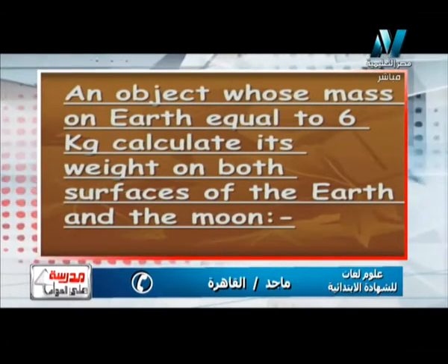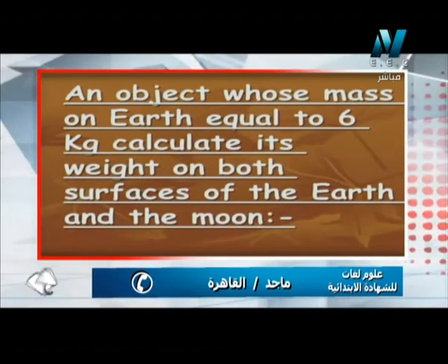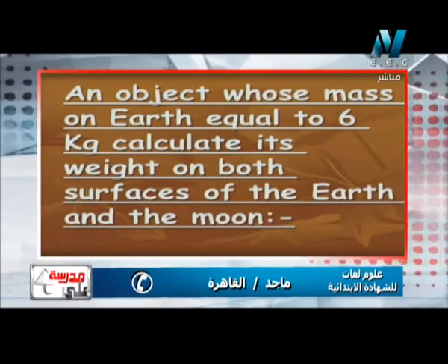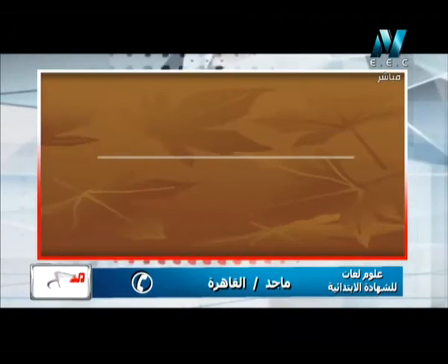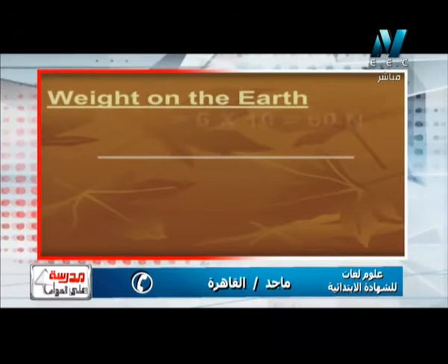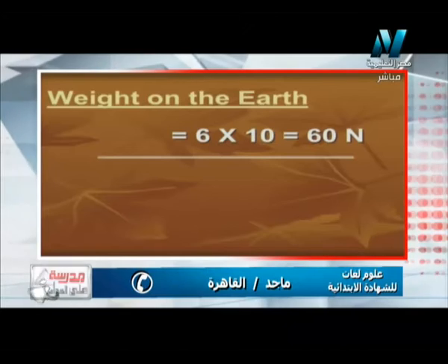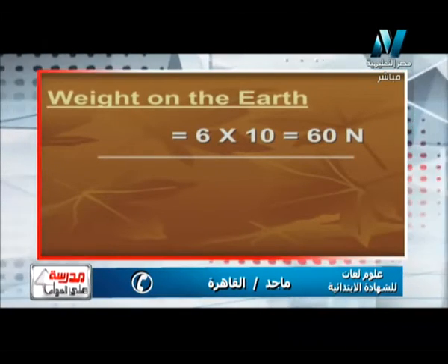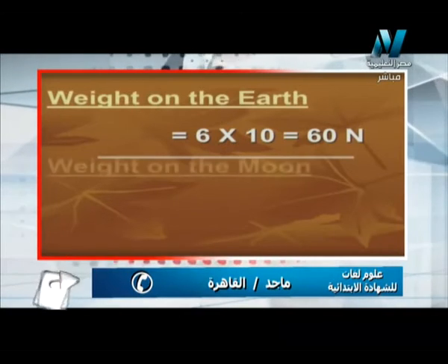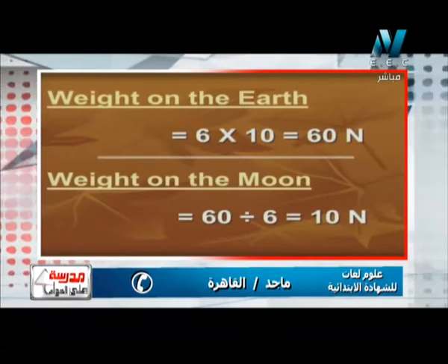The weight on the Moon. At first, Magid, we must find the weight on the Earth. The weight on the Earth equals 6 times 10 equals 60 Newton. Very good. So what about the weight on the Moon? 60 Newton times 1 over 6. Very good. Or 60 divided by 6, so it will be 10 Newton.